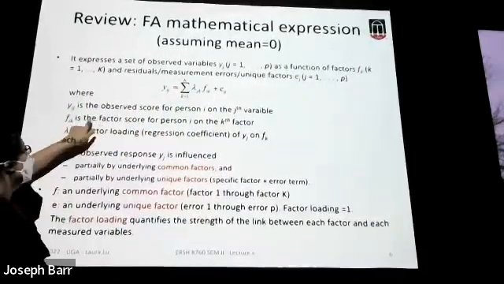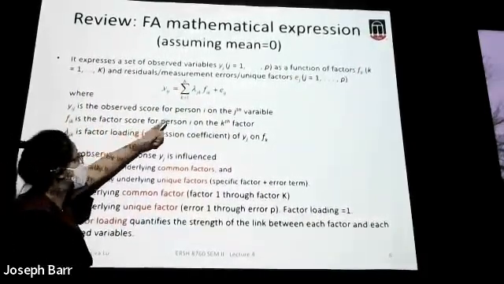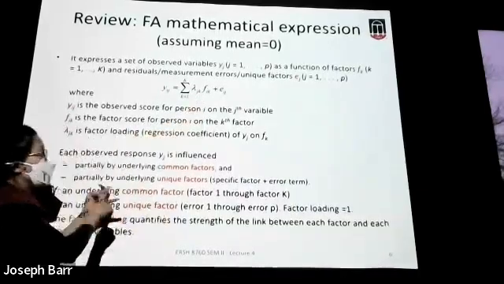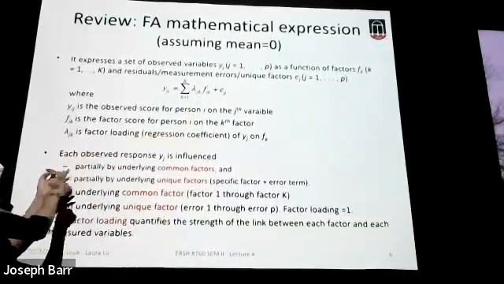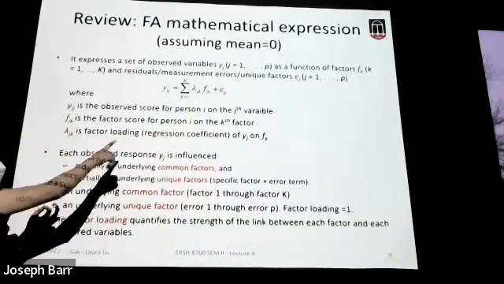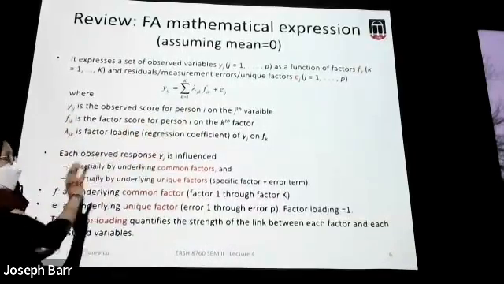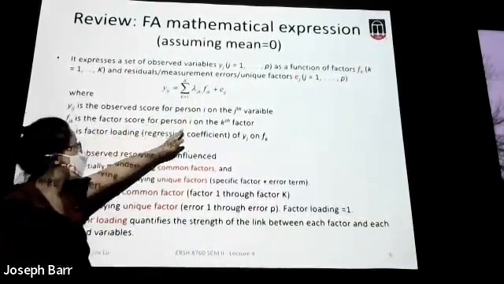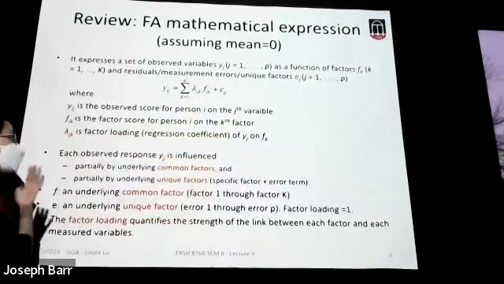F is for factor scores. Okay, it's unobserved. Factor score is unobserved. And for each individual, we have a factor score. For each different factor, we have a factor score. So we have I and K, but we don't have J. It does not correlate with the J's variable.